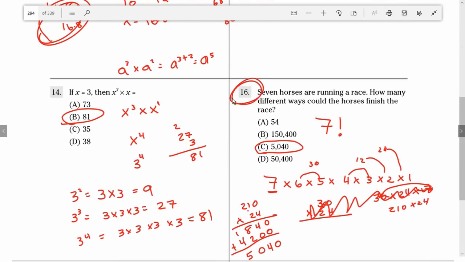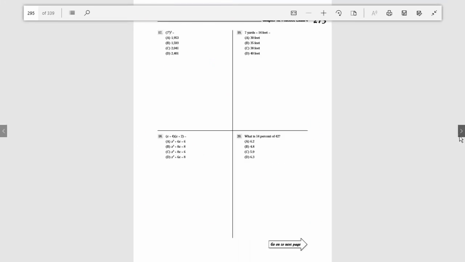Again, 16 is probably the hardest question in this practice. You just have to know how to interpret statistics when you're asked them in different ways, and that's just something you have to take a statistics class for. Okay, almost done.